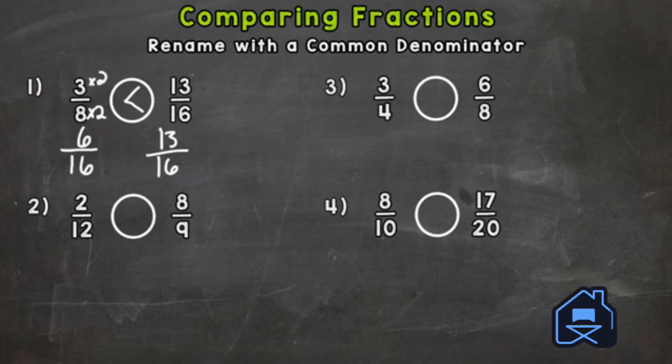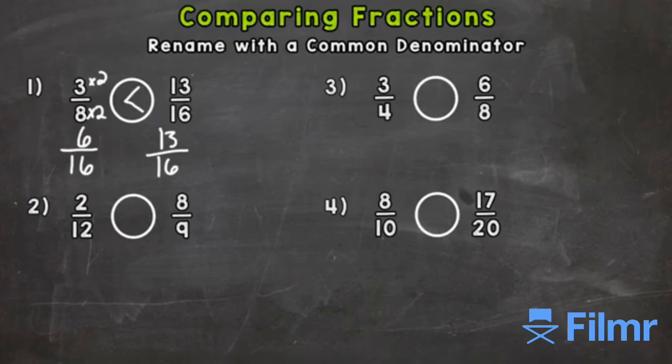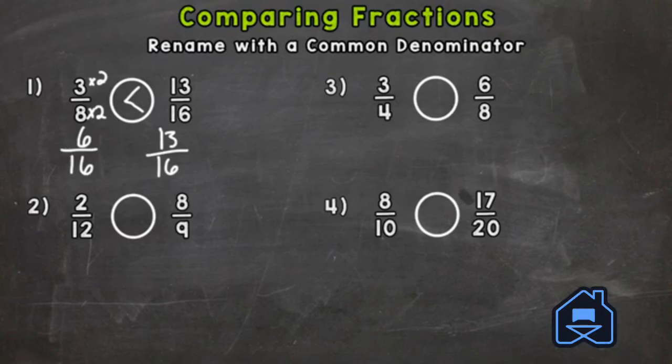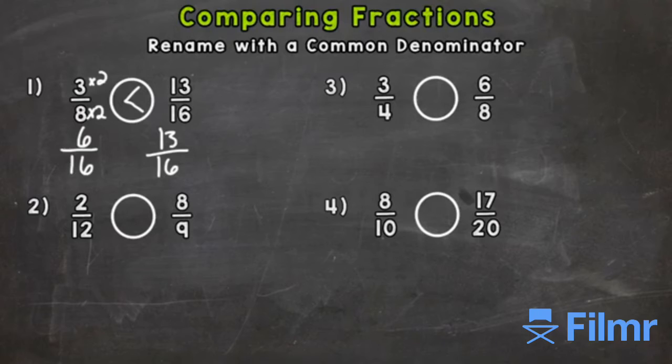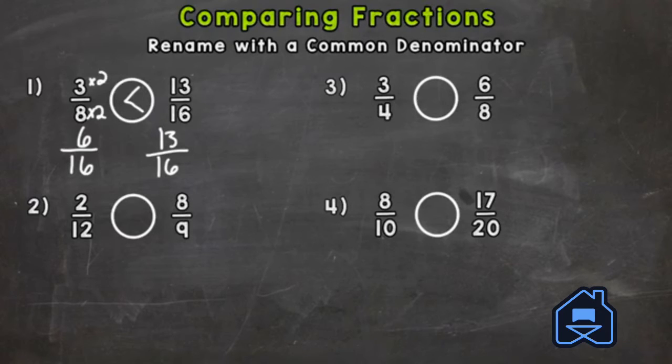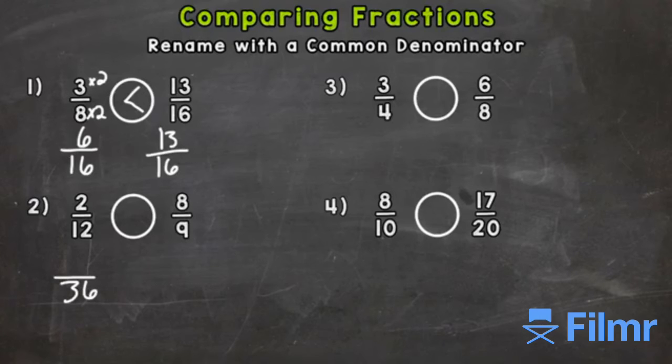So we could tell by using that strategy, or you can prove it by changing the denominators, using a common denominator and renaming. So let's take a look at number 2 here. We have 2/12 and 8/9. We do not have a common denominator, so let's find one and rename. So for 12 and 9, your common denominator is going to be 36.